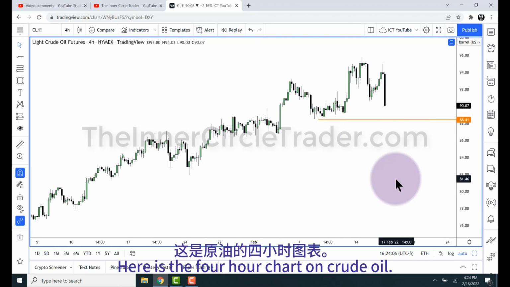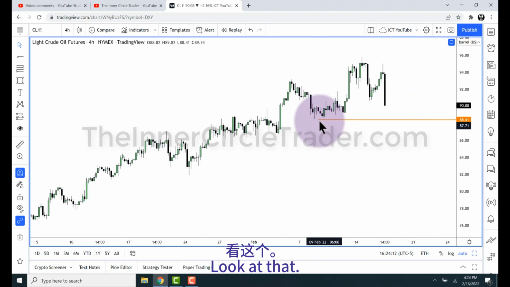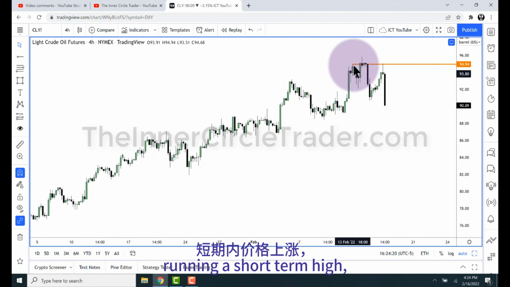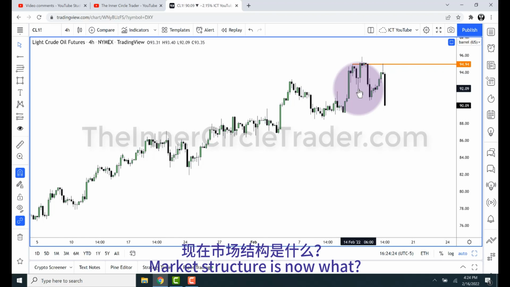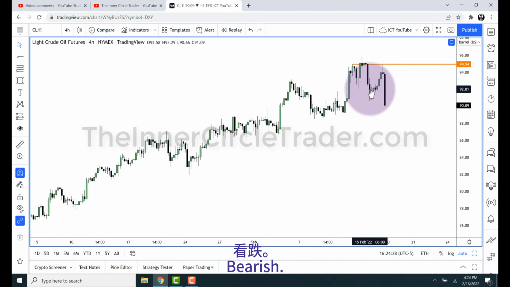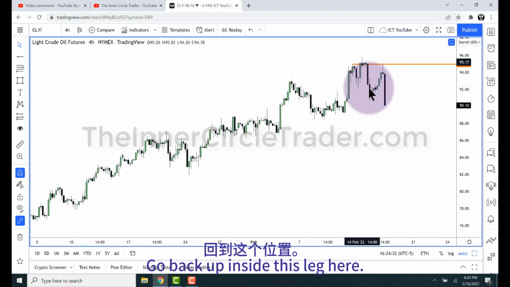All right, here is the 4-hour chart on crude oil. Wow, look at that. We have crude oil running a short-term high. Breaking down. Market structure is now what? Once it trades below that low there, what is it? Market structure is what? Bearish. So what do you do? Go back up inside this leg here.